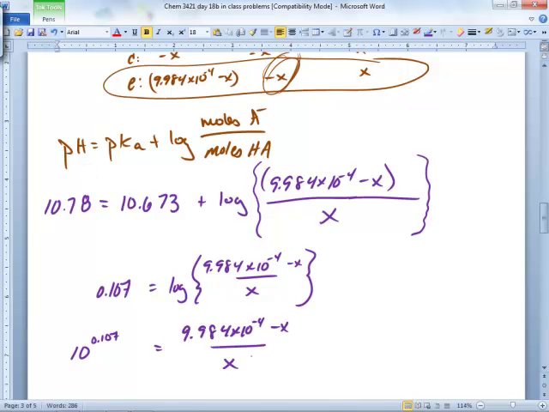So do you see how things really would have messed up if you would have dropped that x? You can't do it. You're not gaining anything anyway. Okay.